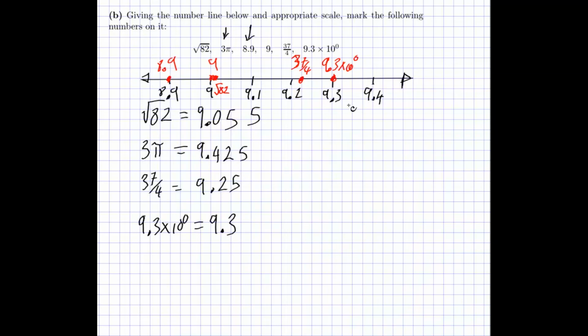And so that's 5 out of 6 done. The last one is 3 pi, which is 9.425. That one is going to be right here. So there is 3 pi.